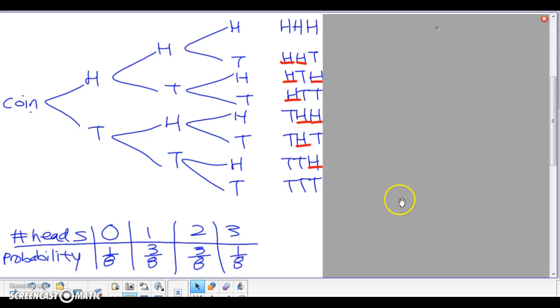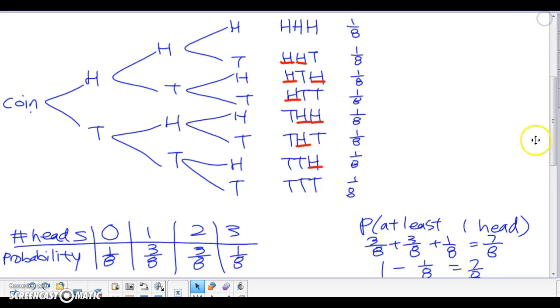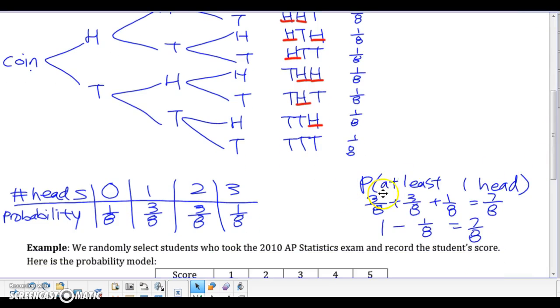The other way of approaching this is to say, wait a second, all of these branches are included here except for this very last one. That's the one that has no heads in it at all. So the other way to do it is to say, okay, then this had a probability of 1/8. So everything else is what I want to include in the probability of at least 1. So you could figure it out by doing 1 minus that 1/8. So the probability of at least one head is going to be 7/8.